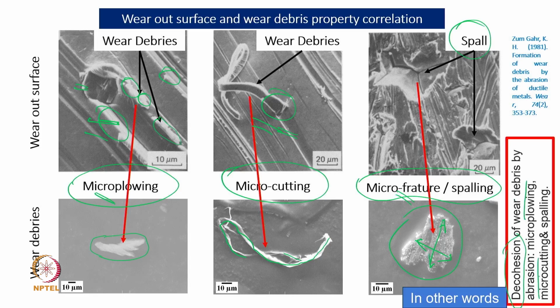and it has been shown that because of abrasive action there is micro plowing, micro cutting and spalling, and we have picked up these complete figures from a reference which was published in 1981, and then they tried to relate that time event, surface and debris.